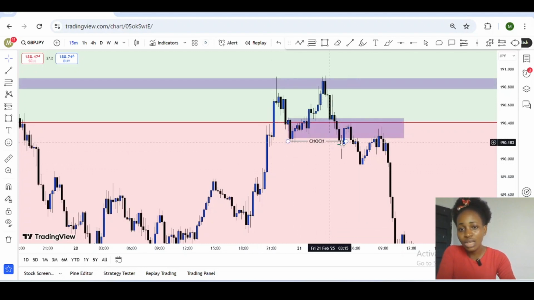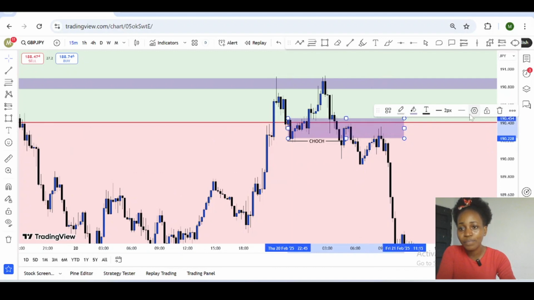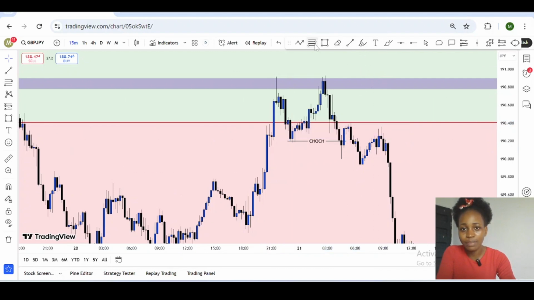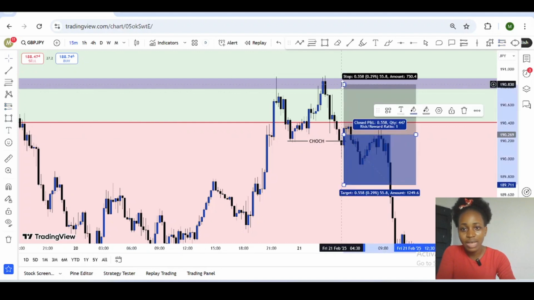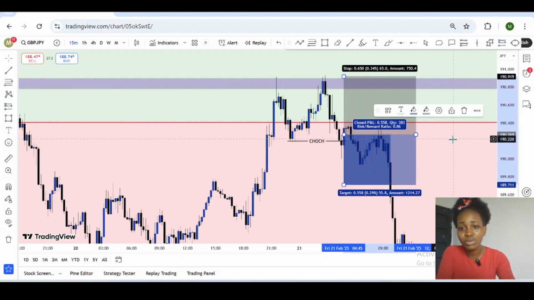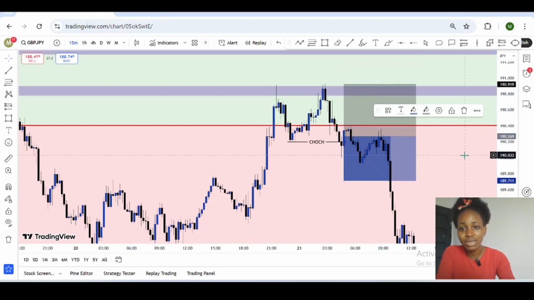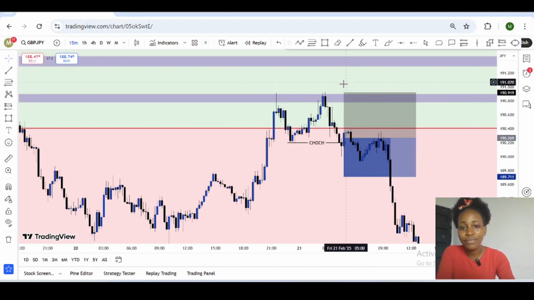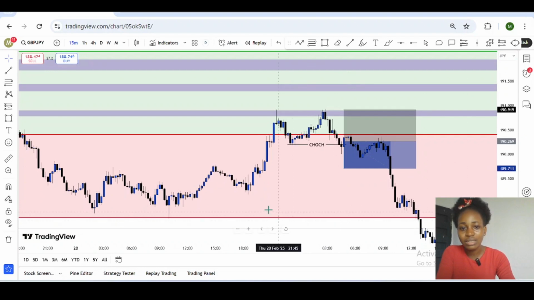Now you can see we have this breaker block here, and price just retraced into the breaker block and started pushing down. So what I did here was I picked my entry around here. This is short. I think it was around this point here, and my stop loss was here. Some people say your stop loss is too big. Yes, all I do is I try to reduce the lot size I'm using to fit the amount I want to risk. And my target is here.